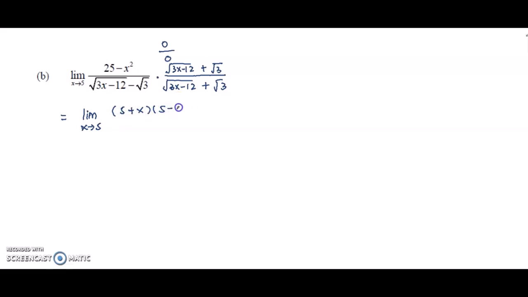You've got your 5 plus x, 5 minus x, and multiply by the square root of 3x minus 12 plus square root of 3. And down here, we're going to expand so that the third term will be eliminated later on. Square root of 3x minus 12 multiplied by square root of 3x minus 12, you will have 3x minus 12. And the middle term will cancel each other off, because square root of 3x minus 12 multiplied by root 3 minus root 3 multiplied by square root of 3x minus 12 will be 0. And a negative root 3 multiplied by positive root 3, you get a negative 3.